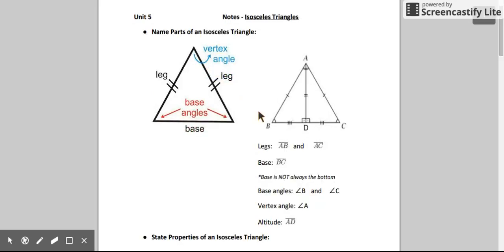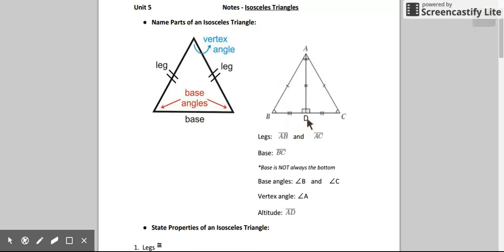There's a few more parts. An isosceles triangle can have an altitude drawn. And an altitude in an isosceles triangle is a little bit more special than other altitudes in that it bisects the base and it bisects the vertex angle. So an altitude must come from a vertex and be perpendicular to its opposite side. In addition to that, an altitude in an isosceles triangle bisects the base and bisects the vertex angle.